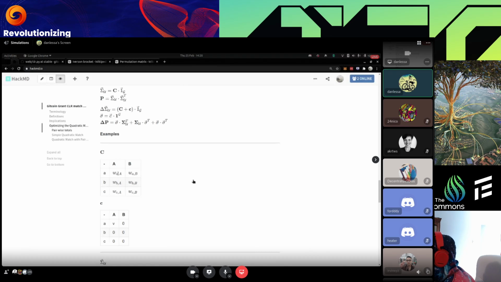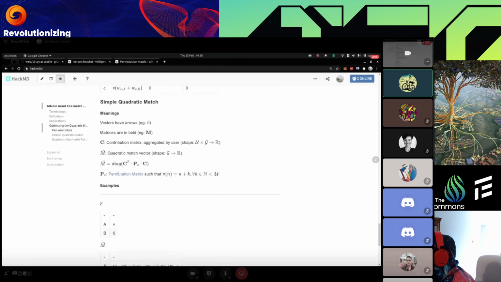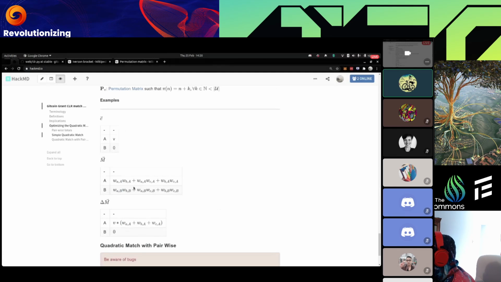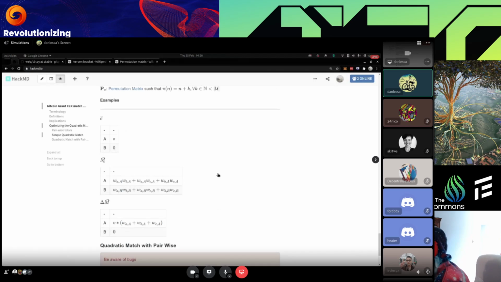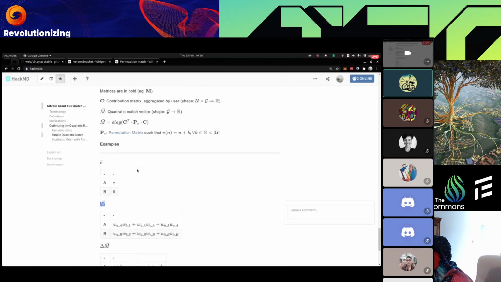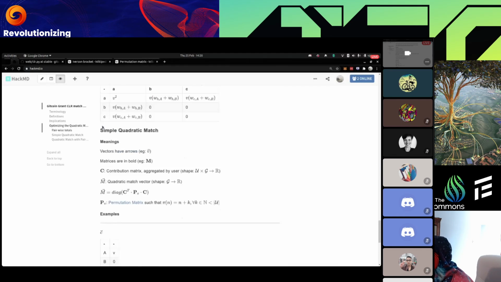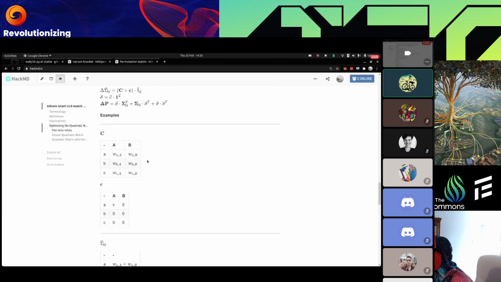I'm trying to think how I can explain that without digging too deep. But anyway, I think a key thing to consider is that we want to get M through C. Let's say C is the contribution matrix. So let me explain exactly what the contribution matrix is. Each row here is a user, and each column is a grant.